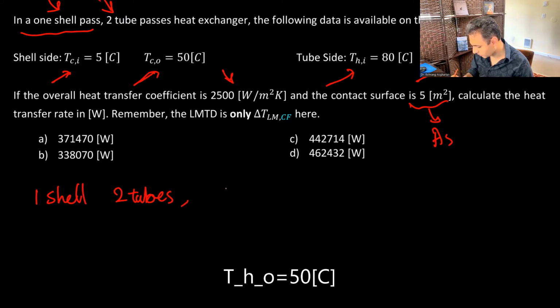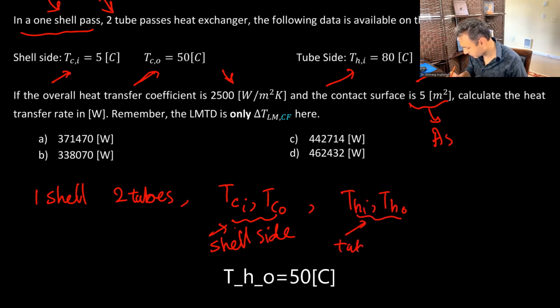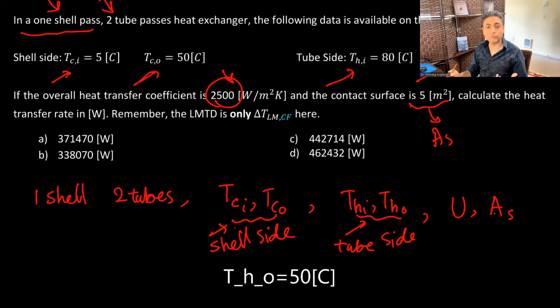The next thing we know is that we have the shell side T cold in and T cold out. It's important to know that this is on the shell side, because when you want to find the correction factor, you need to know which one is the shell and which one is the tube. We have T hot in and T hot out, and this is supposed to be on the tube side. Okay, that's cool. The overall heat transfer coefficient U is given, that's the number given here. And of course, the contact surface area is also given, which is this number here, 5 meters squared.